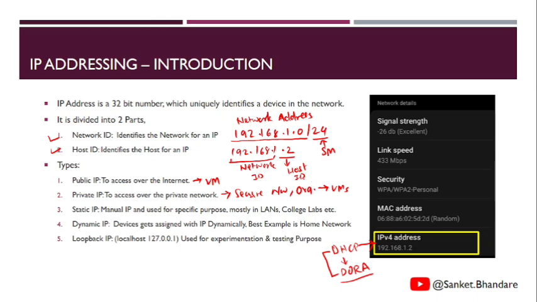Next type of IP is loopback IP, and you might have used it a couple of times. You might have seen earlier as well that we use localhost for experimentation and testing purposes. So if you want to host a website on your personal laptop, then you can use localhost to perform testing of that particular website. So these are the major types of IP addresses that are being used.